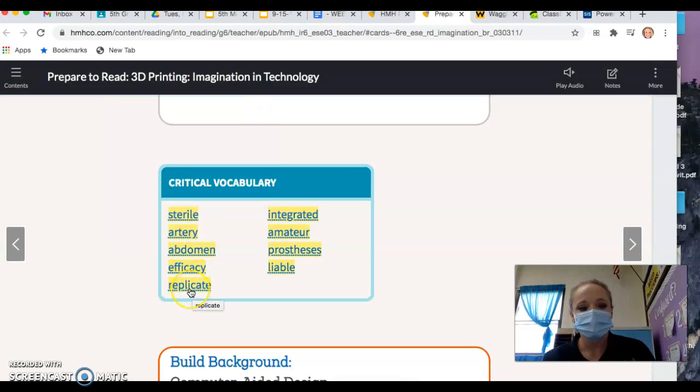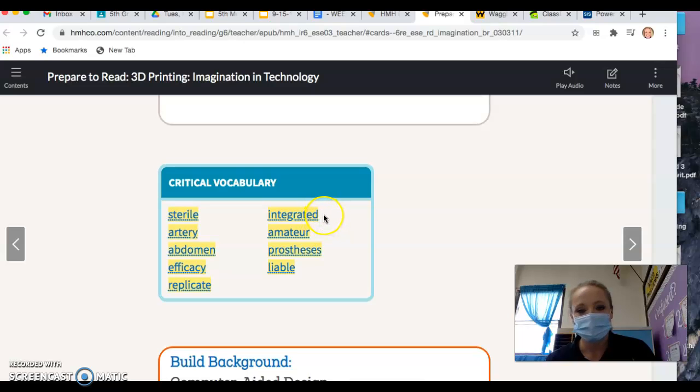Replicate is just to make an exact copy. Gavin was kind of funny today, and he said that he would like to replicate himself but add on some modifications. And I said, well, that's not really a replication that way, so you can't modify something that you replicate. A replicate is an exact copy.